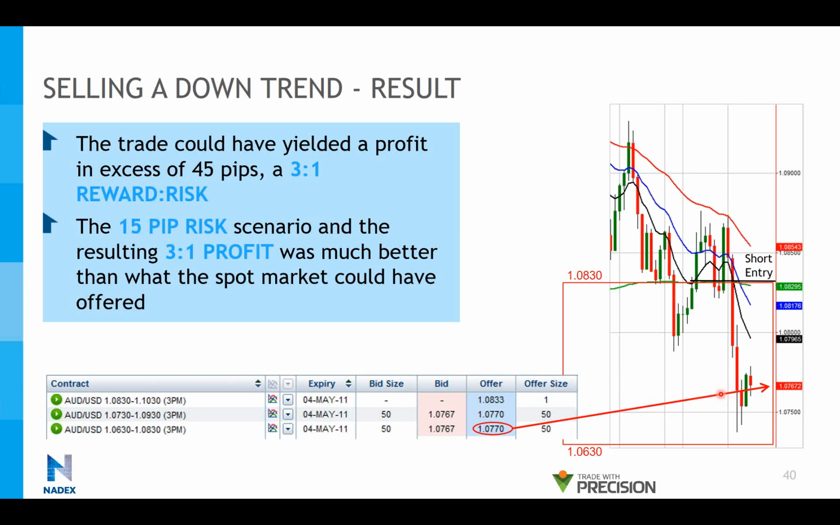The 15 pip risk scenario and the resulting 3-to-1 profit was much better than what the spot market could have given us there, because our stop loss location would have been here. The position would have been much smaller because we would have to accommodate for that larger distance here, and for that reason, that small risk, this is how you can accelerate your growth and make that reward to risk ratio actually work for you.